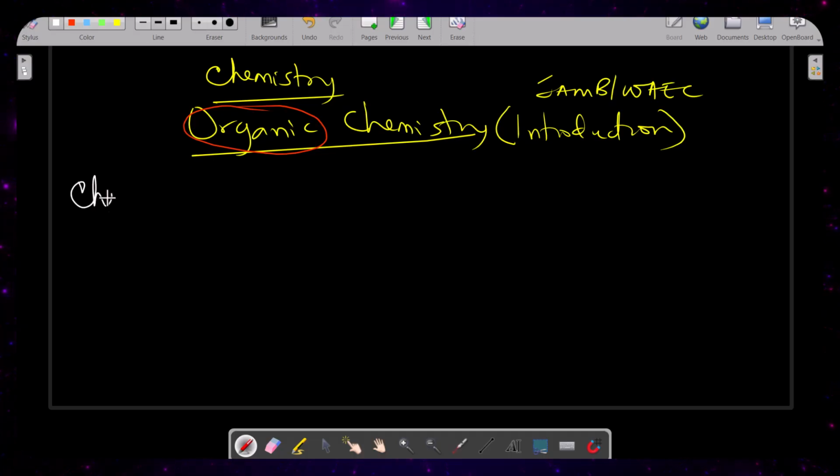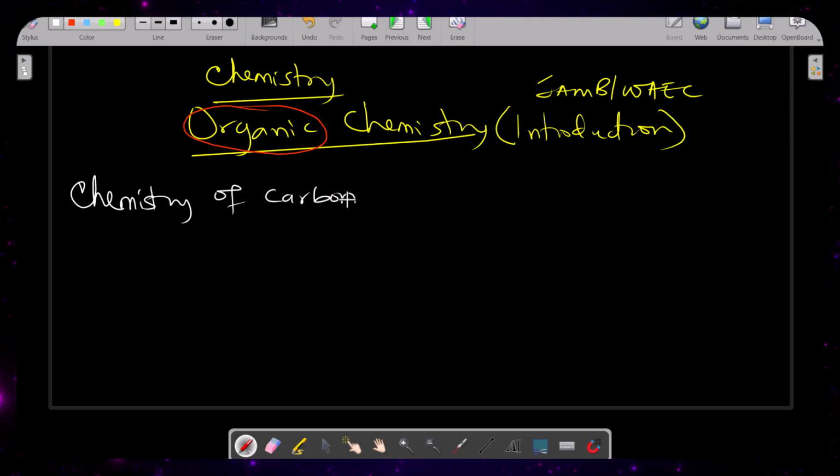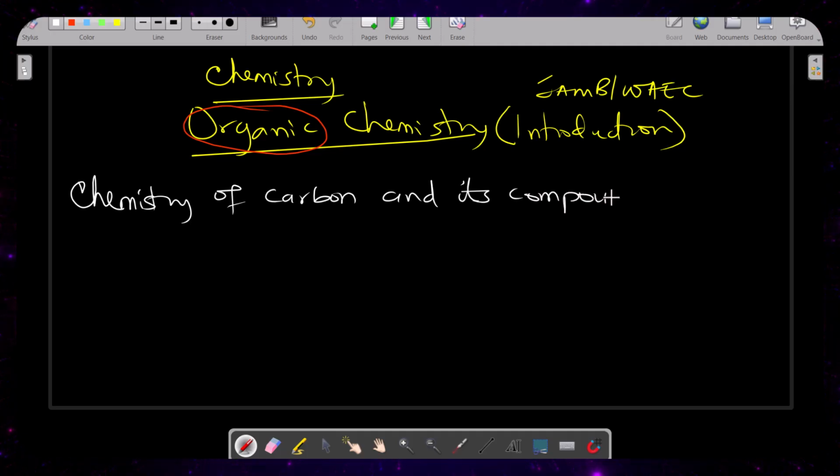Organic chemistry is the chemistry of carbon and its compounds. Whenever I say carbon and its compounds, we are going to be talking about the compounds of carbon, but we are going to exclude the following.